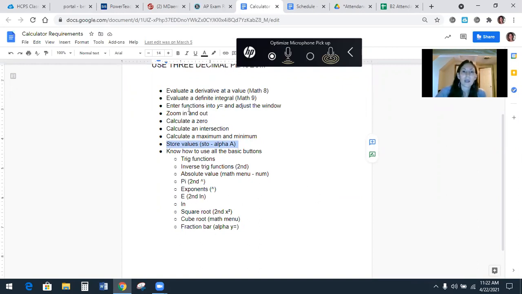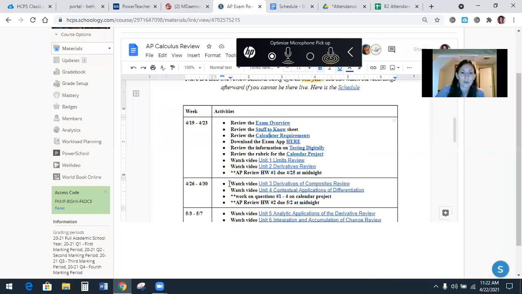If there's anything with the calculator that you're struggling with, come to office hours and we'll troubleshoot together. I need to make sure that you're good with that before you take the test. Or if you're using Desmos, we can look through that too. All right, and then we're going to talk about how you're going to test digitally, and then we'll do a little break here. You need to download the exam app.